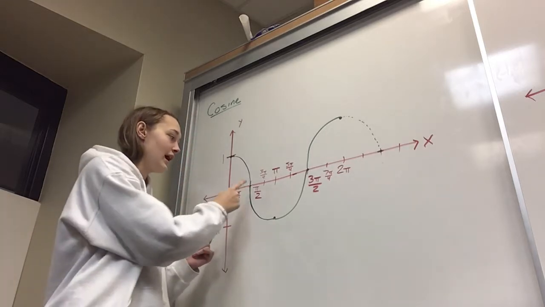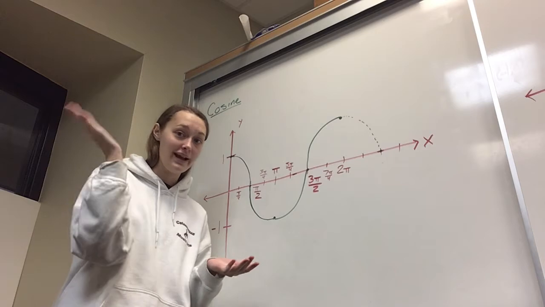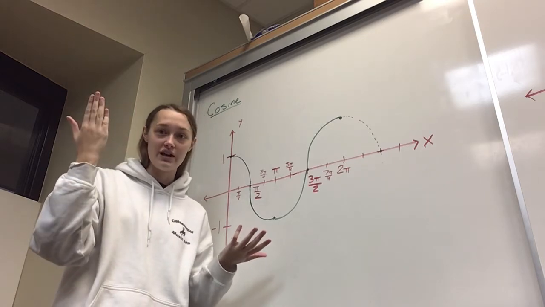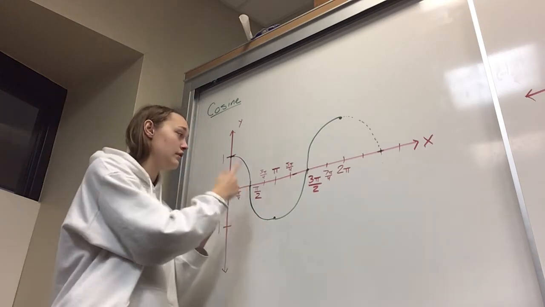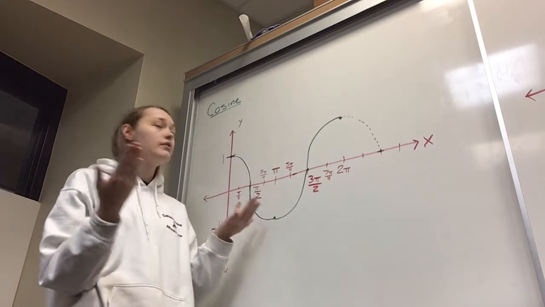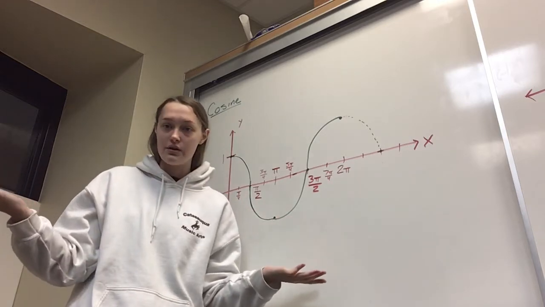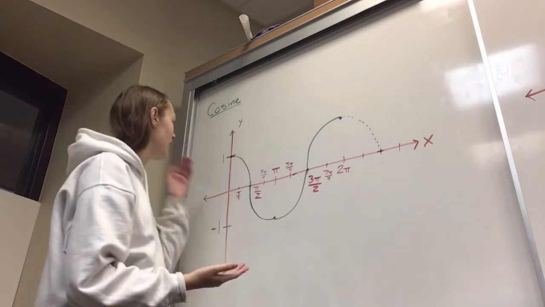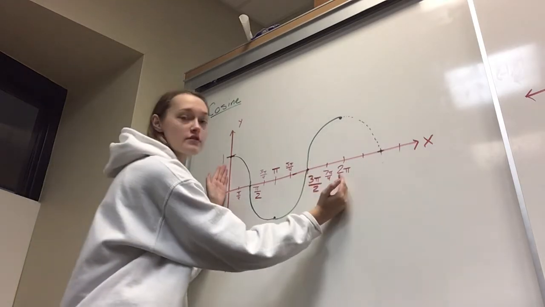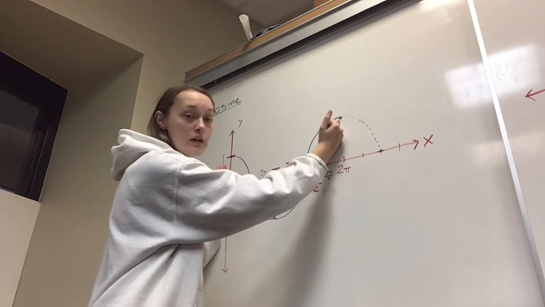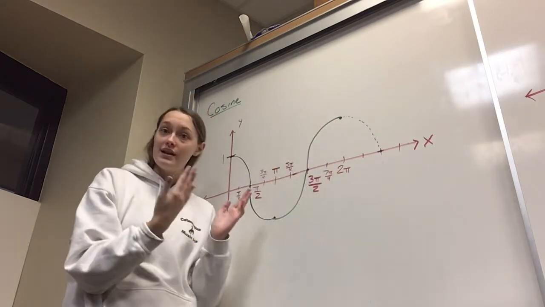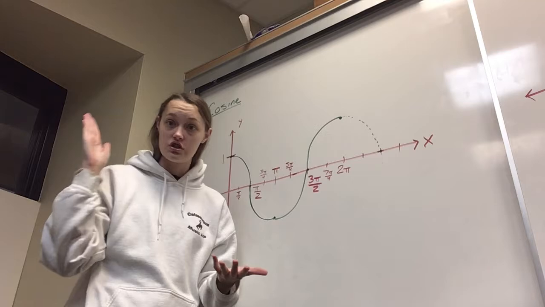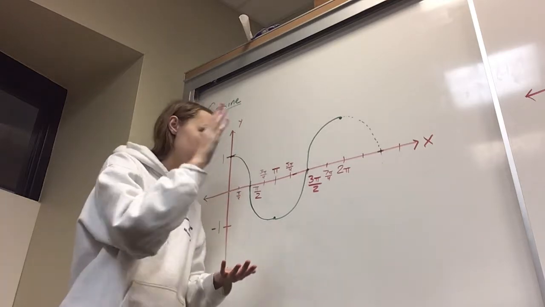So, at pi halves, at 90, cosine of 90 would equal 0. So it's at 0. And then cosine of 0 degrees, 360 degrees would equal 1. So at 0 degrees or 360 degrees, which is 2 pi, it is 1. So the cosine graph is the exact same as the sine graph, it's just shifted over 90 degrees.